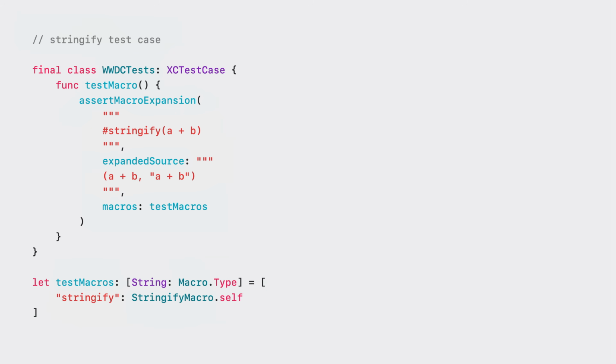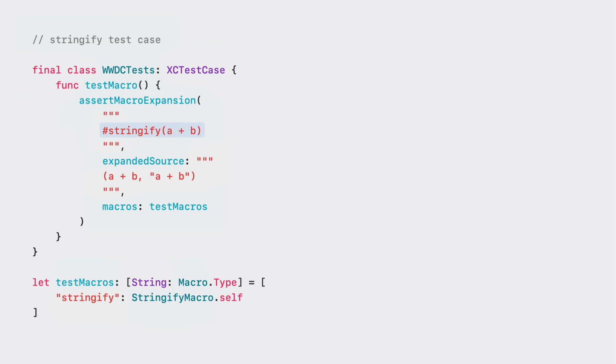Nobody likes bugs. But what I like even less are bugs in code that I don't see, unless I explicitly ask for it by expanding the macro. That is why you want to make sure that your macro is well tested. Because macros don't have side effects, and the source code of syntax trees is easy to compare, a great way to test them is to write unit tests. The macro template already comes with one. This test case uses the assert macro expansion function from the Swift syntax package to verify that the stringify macro expands correctly.